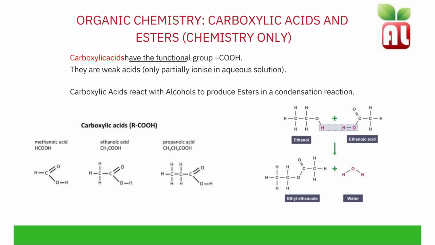Carboxylic acids and esters. Both are other examples of different homologous series. Carboxylic acids have the functional group COOH, where a carbon atom has a double bond to an oxygen atom and the carbon has an OH bond to it. The first four members of the carboxylic acids are methanoic acid, ethanoic acid, propanoic acid, and butanoic acid.